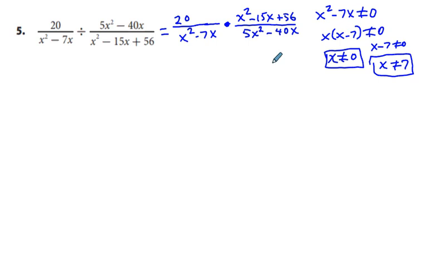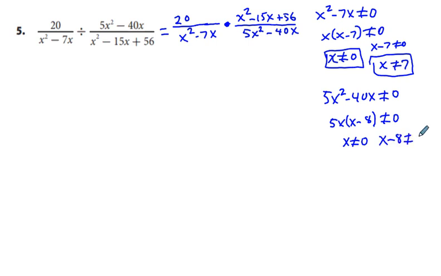And then next we would have this 5x squared minus 40x cannot equal 0. And then our common factors here would be 5x times x minus 8, and they cannot equal 0. So we would have x cannot equal 0, which we already knew from this other one. And then we have x minus 8 cannot equal 0. So x cannot equal 8 as well.